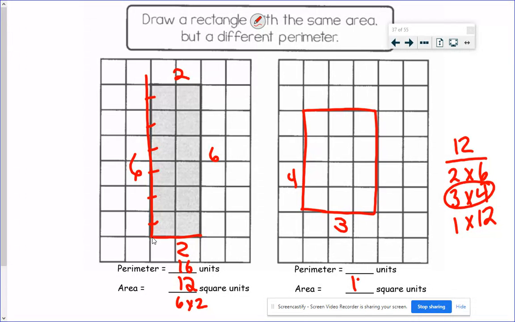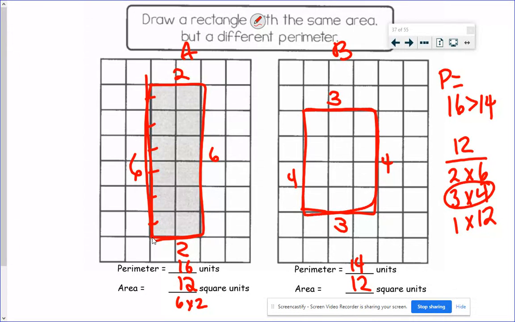And the area is the same as the one on the right, the one on the left. 3 plus 4 plus 3 plus 4, got to go find the perimeter then, and that is 14 units. So areas are the same, but the perimeter of rectangle A on the left, compared to rectangle B, is greater: 16 is more than 14. So the distance around this rectangle is more than the distance around this rectangle.